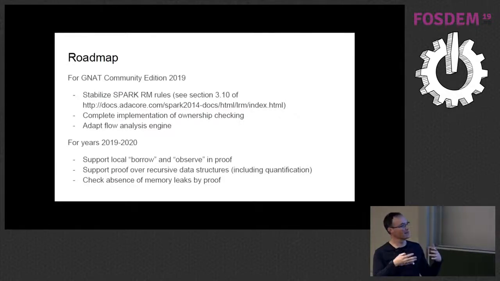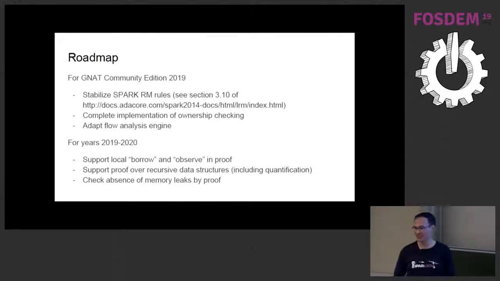And for the next years, we want to support local borrow and observe in proof, which we don't do right now, so it's more complex. We want to support proof over recursive data structures, and here what you want to be able to do is to quantify over the contents of these things. So for all elements of my list, I have this property. That's more complex. We have prototypes in the underlying technology Why3, and we have to bring that to Spark. And to check absence of memory leaks. The rules are set up so that we can check that by proof, and we haven't done that yet. And I think that's all. Thank you.